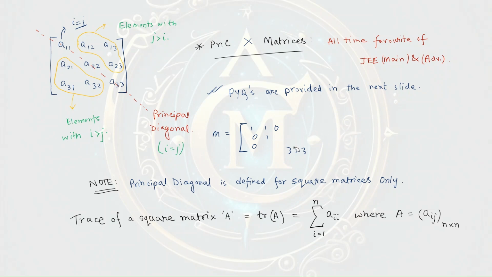Now coming to an important point that is highly important from the perspective of JEE Main and Advanced, that is PnC mixed with matrices. PnC stands for permutation and combinations, you know. PnC mixed with matrices produces many questions. You can see the previous year questions also. Many times permutation and combinations is mixed with matrices to produce great questions.